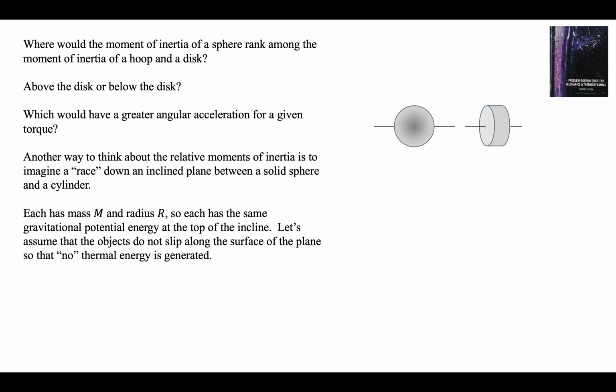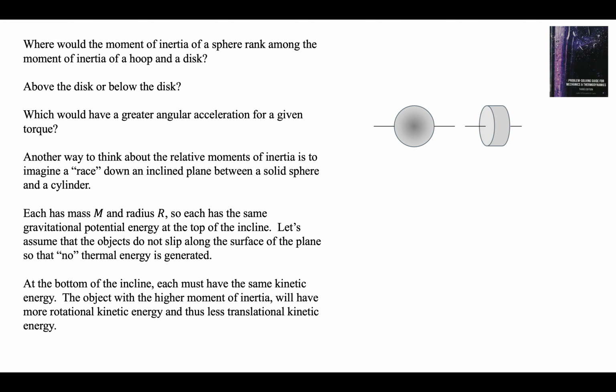Each has mass m, radius r. The gravitational potential energy is the same. They're released from the same point on the plane. They don't slip, they roll, so we don't have any thermal energy generated, no grinding along the surface. At the bottom, each must have the same kinetic energy because each had the same gravitational potential at the top.